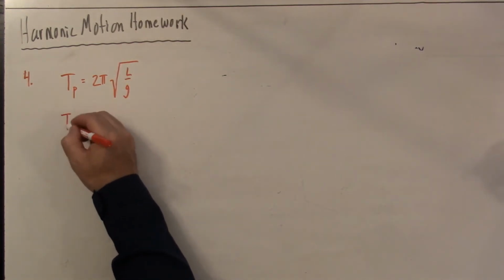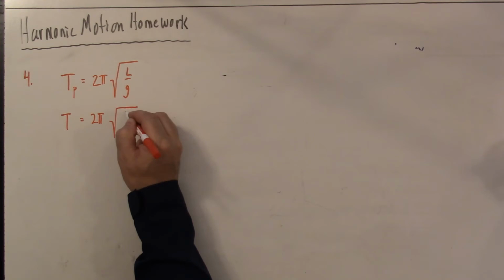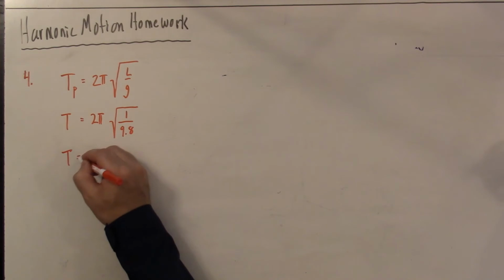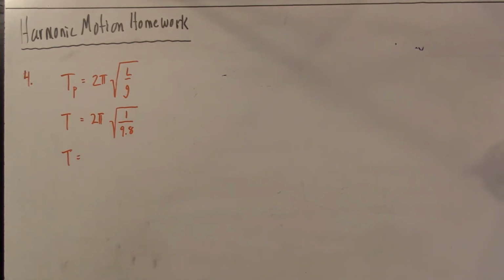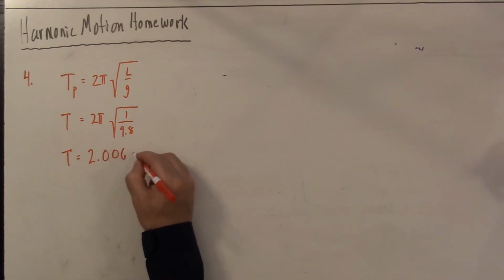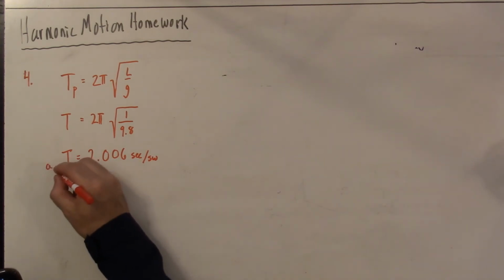So we're just going to plug and chug it. They say use 1 meter, and they want the G value as 9.8, and they want 3 decimal places on this. Okay. So let me get my calculator. So I'm going to take 1 divided by 9.8. I'm going to take the square root of that. And then I'm going to multiply by 2 pi. And I end up with a period of 2.006. And that's seconds per swing. That's the answer to A.